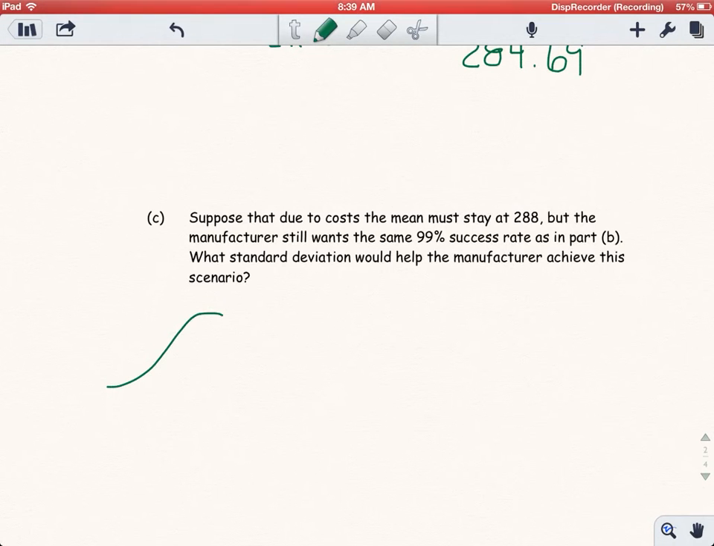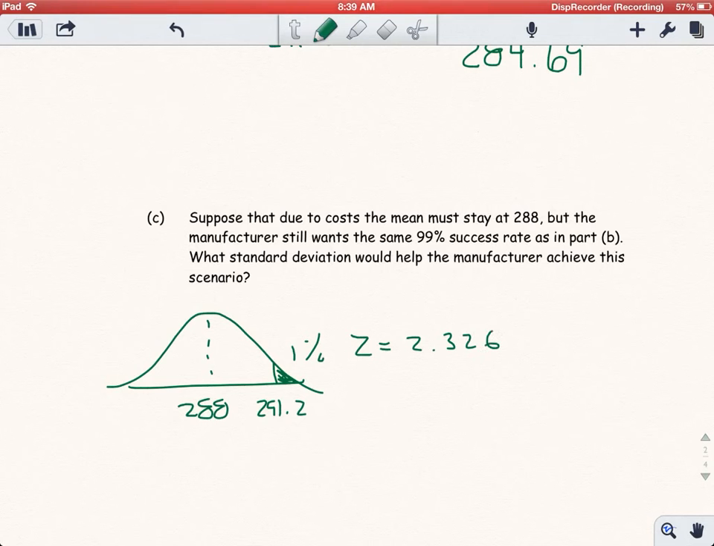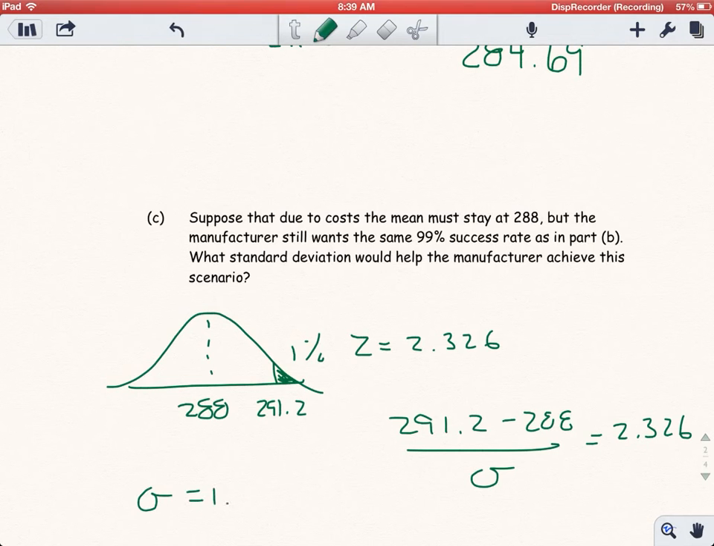And lastly, we want to keep everything the same. We want the 288. The 291.2 must be there. We got to have this 1%. So now we need a new standard deviation to make all of that work. So of course z is equal to 2.326 from before. And so now we're solving for the standard deviation set equal to 2.326, and that standard deviation comes out to be 1.38.